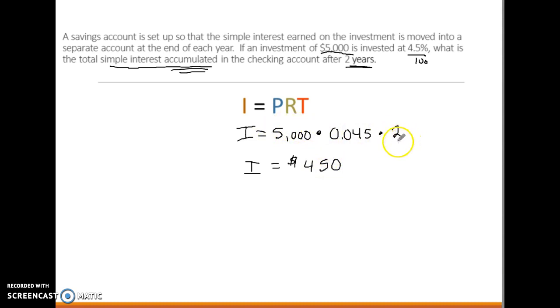This means after 2 years, the total money that you'll have is the $5,000 that you started with plus another $450. So $5,450 is the total amount that you'd have in this savings account after 2 years.